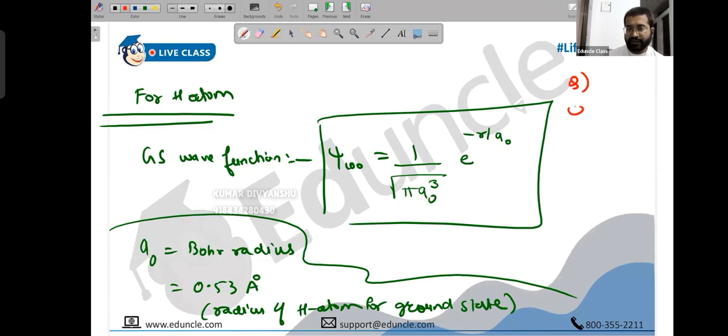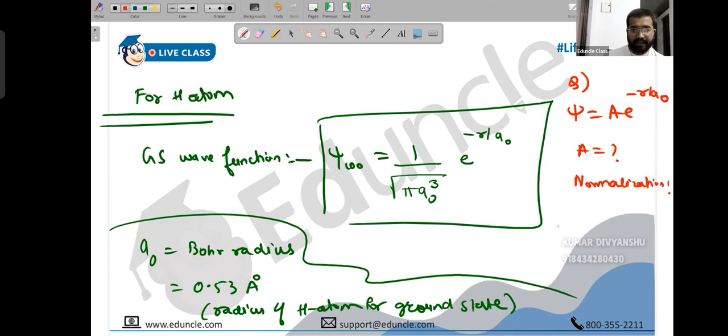Suppose I would give you that the wave function is just A e raised to minus r upon a naught. You need to find the value of A. So how will you find it? By normalization. The answer should be this. Do this. It's good practice. I've already told you the rule for normalization. You will use psi star psi, but you will not write dx, you have to write 4 pi r square dr. That will be 1, and r will go from 0 to infinity. Sir, I was asking whether the upper limit should be till a naught, because for the ground state the wave function is limited to the first shell, no?